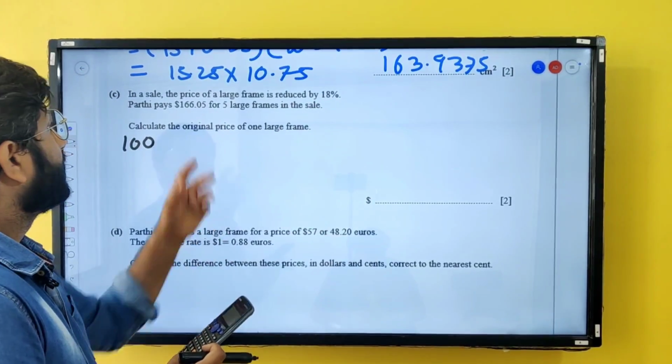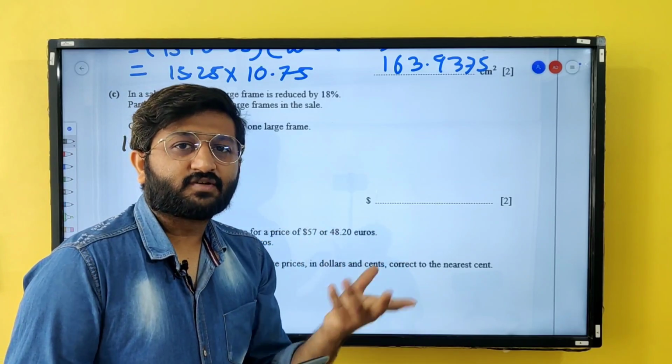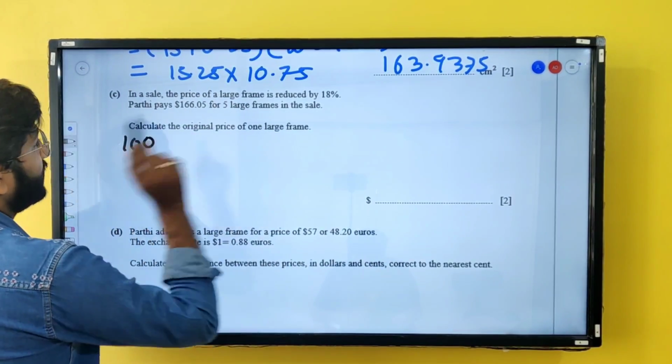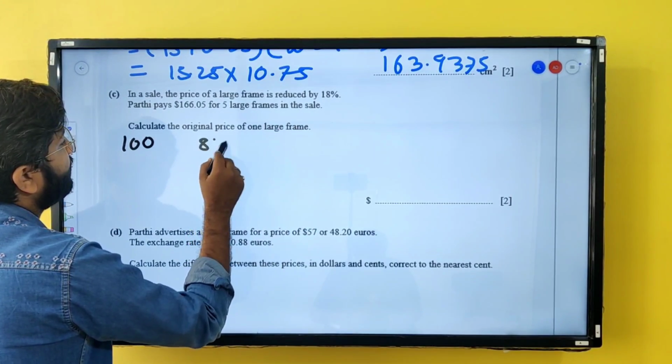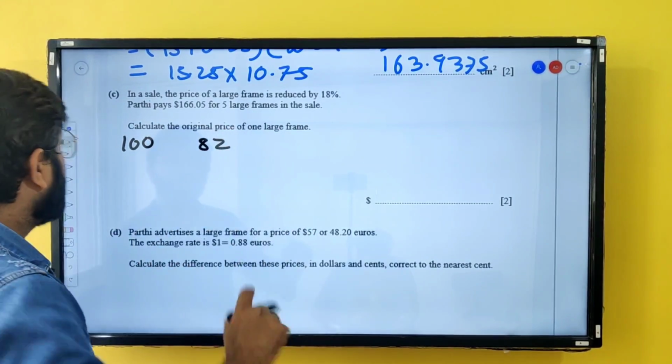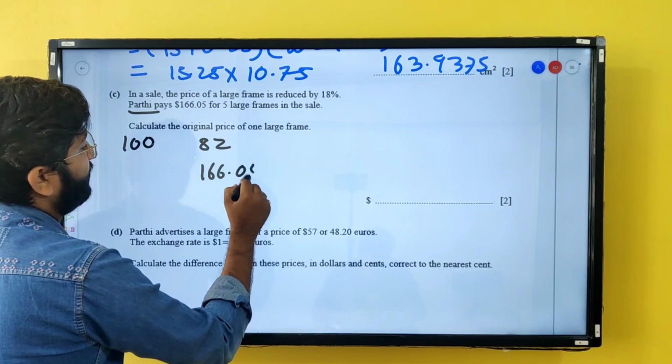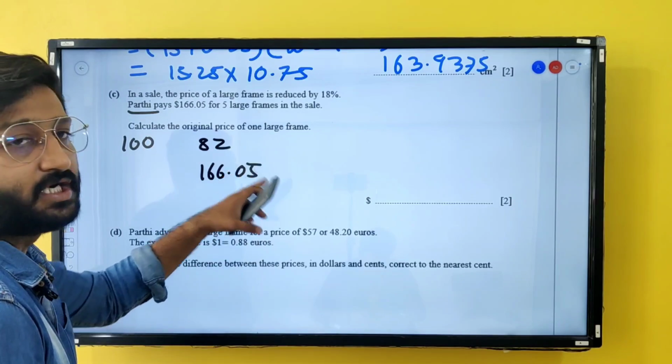So 18% of 100 is obviously 18. So the new price is going to be 100 minus 18. So the reduced price is going to be $82. Now Parthi paid $166.05. This was her reduced price.